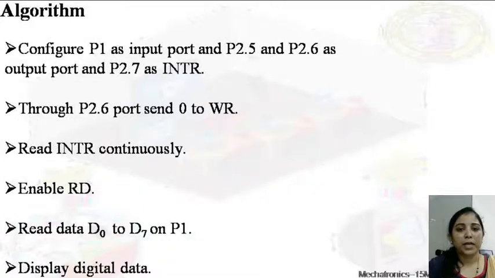The algorithm related to ADC 0804 is: configure port 1 as input port and P2.5 and P2.6 as output port, and connect P2.7 as interrupt. Through P2.6, send 0 to write, and read INTR continuously. Then enable the read signal, read data D0 to D7 on port 1, and finally display the digital data. These are the steps related to the algorithm.